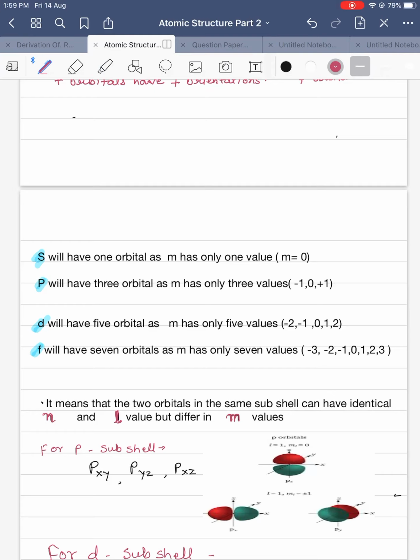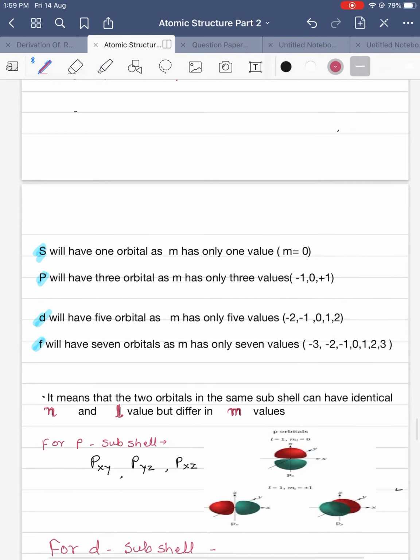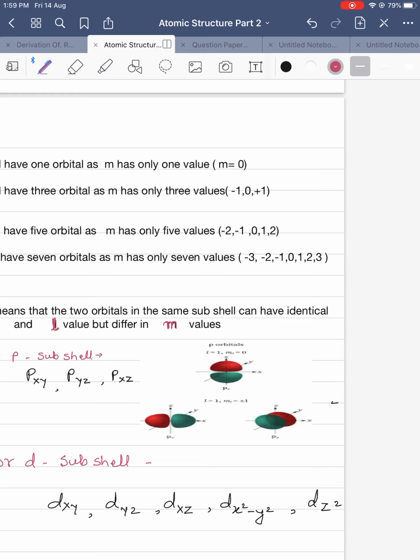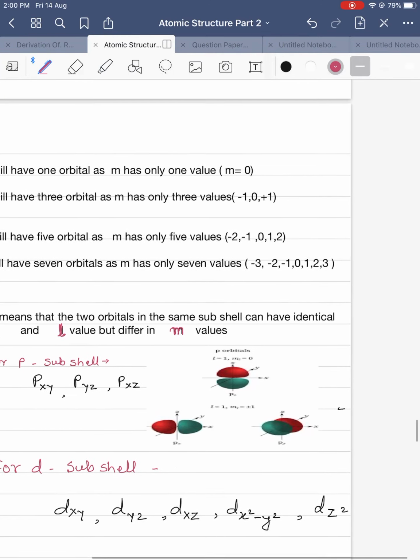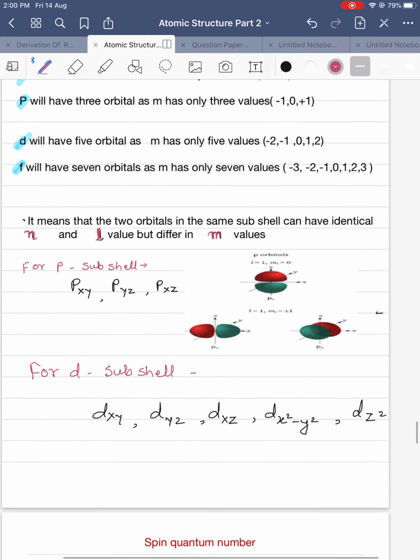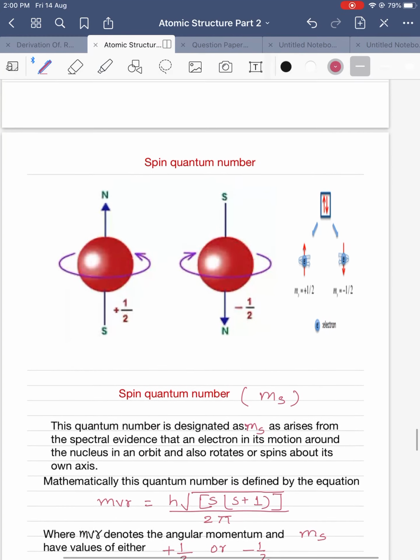For the p subshell, the orientations are px, py and pz. And for the d subshell, dxy, dyz, dxz, dx squared minus y squared and dz squared. There are 5 orientations, and d has 5 orbitals because m has only 5 values.